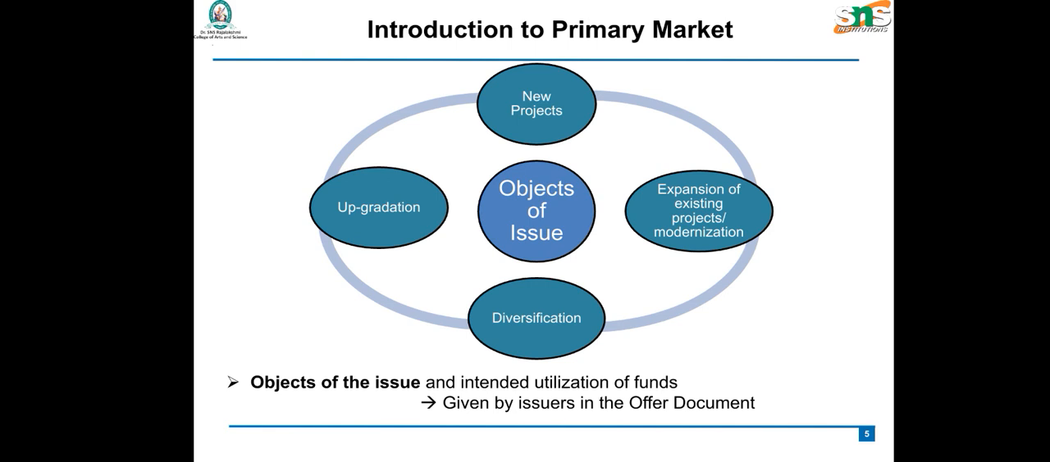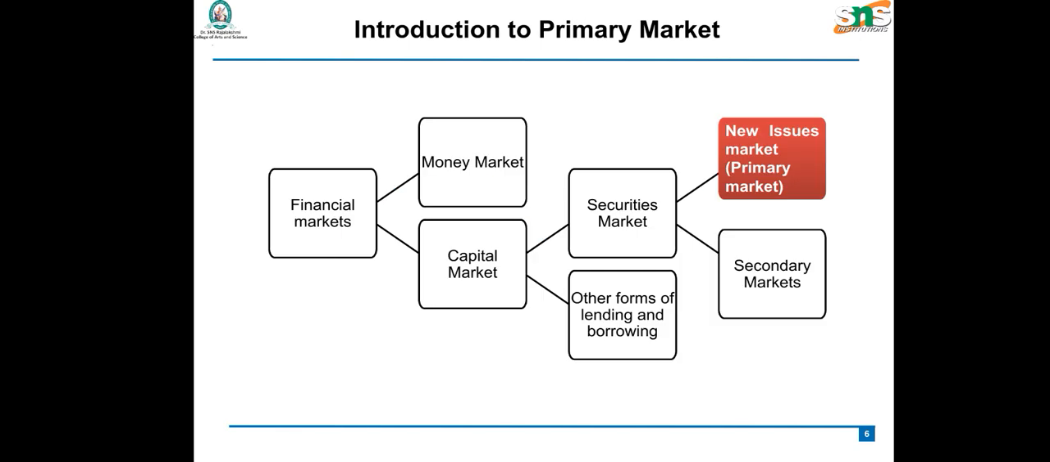Why are companies issuing shares, why are they going public? The objectives are, if a company wants to start new projects or expand its existing business, diversification and upgradation, new technologies or new plant and machineries and all. These objectives of raising funds will be mentioned in the offer document.